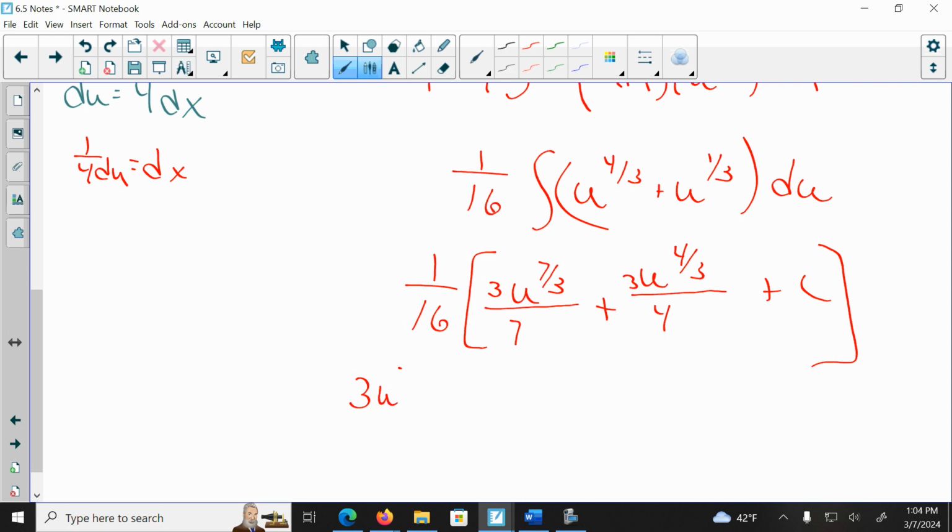Three u to the 7/3, 16 times 7 is 112. Is it? I'm asking. This is 14, yeah, I'm pretty confident. I'll go with it. 3 u to the 4/3 over 64. Let's see.